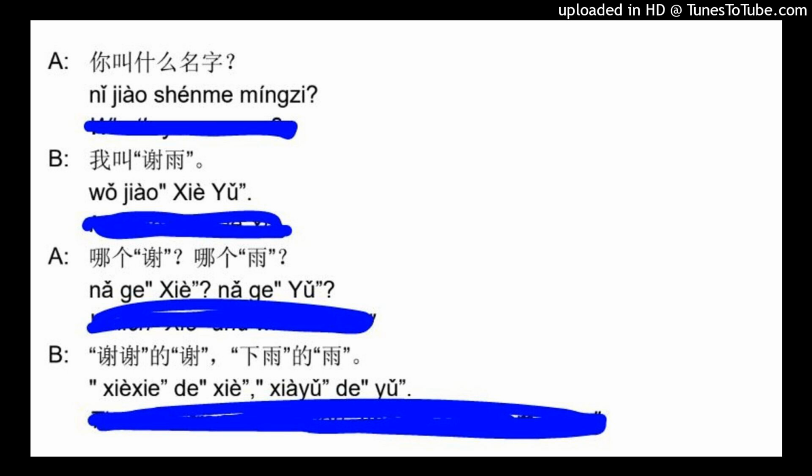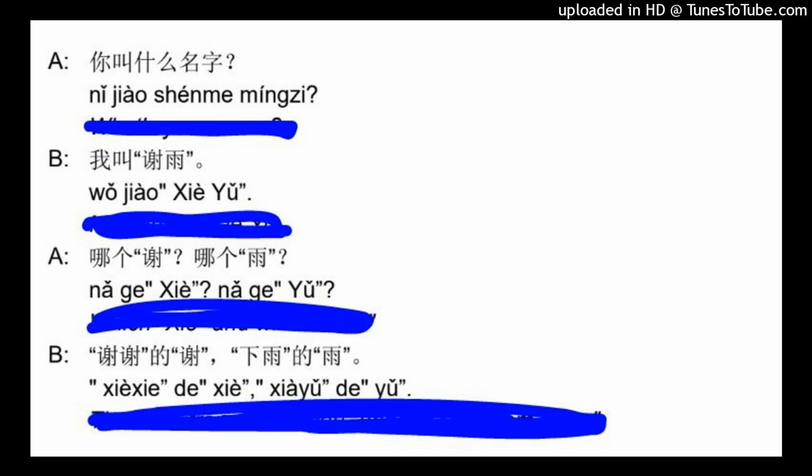And then again, the verb for to be called, right? 叫, 我叫, jiao, fourth tone. And then we have a name, right? The name is 谢雨. So in this case, the first character, xie, is the surname, and then followed by the given name, yu, right?